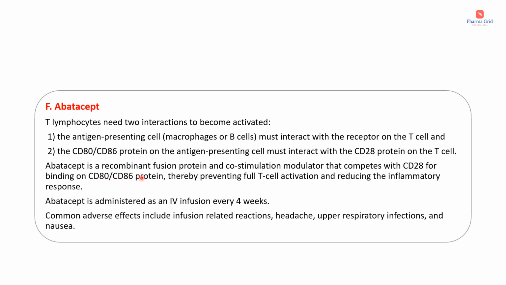So abatacept is a recombinant fusion protein and co-stimulation modulator that competes with CD28 for binding on the CD80/CD86 protein, thereby preventing full T cell activation and reducing the inflammatory response. Okay, so abatacept is mainly preventing the T cell activation and reducing the inflammatory response. This drug is administered as an IV infusion every 4 weeks. Common adverse effects include infusion-related reactions, headache, upper respiratory infections, and nausea.